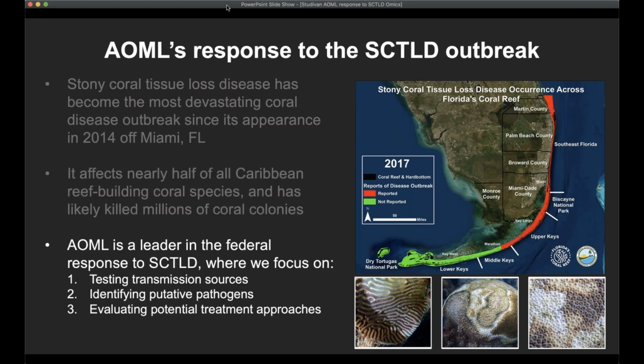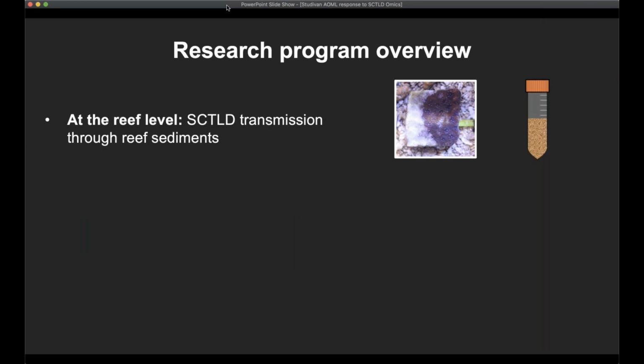AOML is one of the leaders in the federal response to this disease outbreak, and our group specifically focuses on three research priorities. First, to test transmission sources in an ex situ manner. Second, to identify putative pathogens through omics approaches, as we'll see shortly. And third, to evaluate potential treatment approaches.